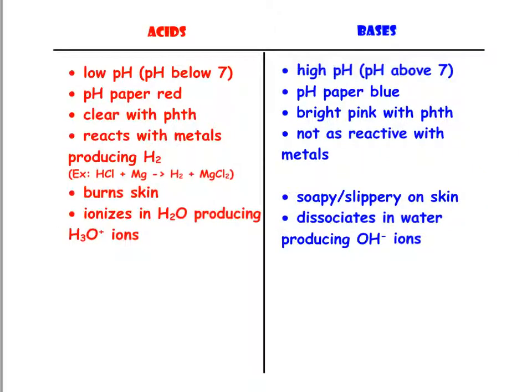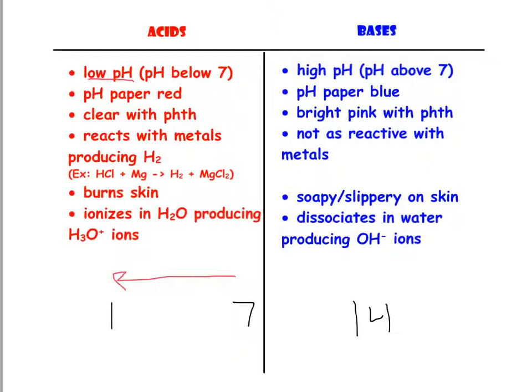Here are some basic properties of acids and bases. One of the key things with acids is that they have a low pH. Our pH scale runs from 1 to 14, with 7 being in the middle, 7 being considered neutral. So acids have a lower pH. That means they are anything that is lower than 7 on the pH scale.